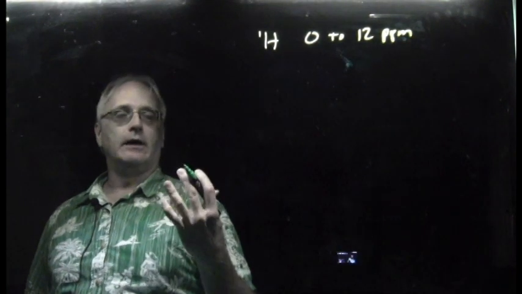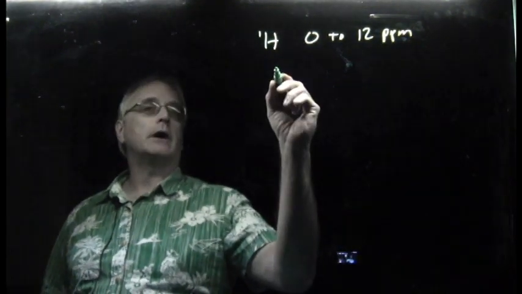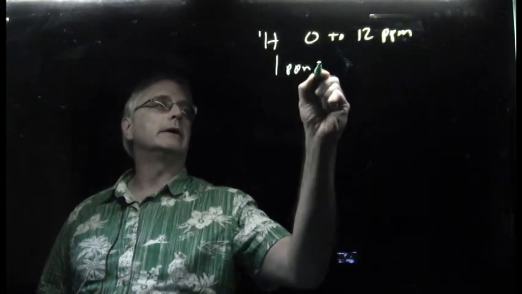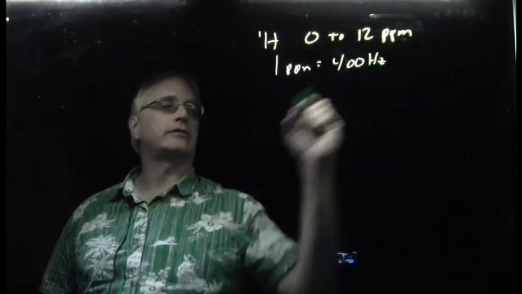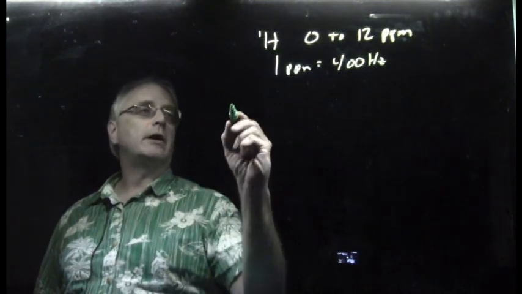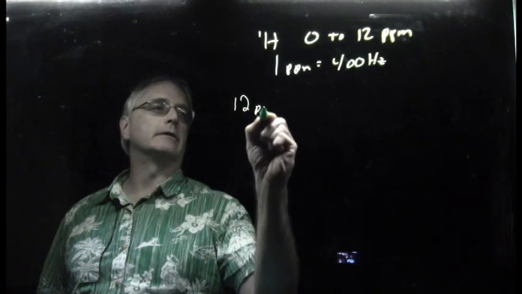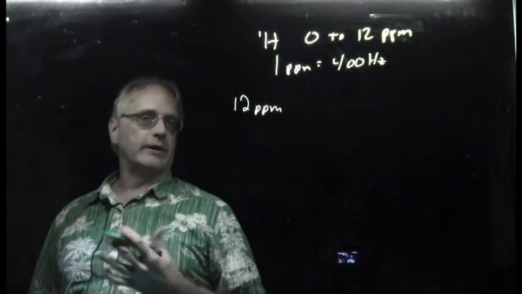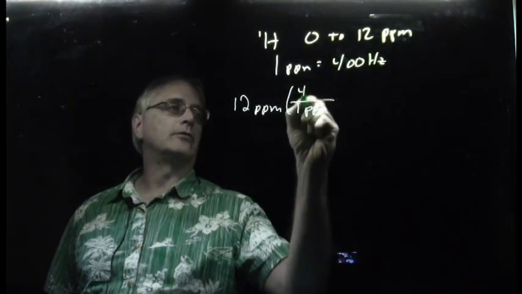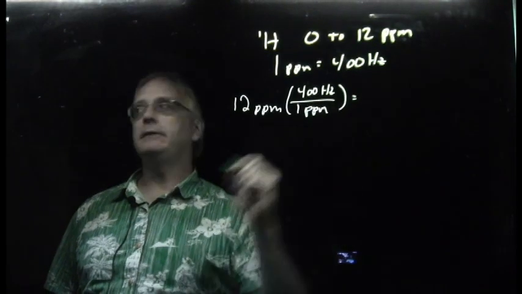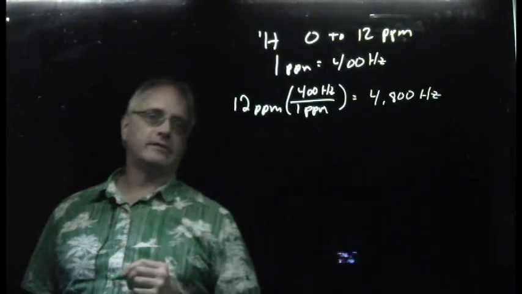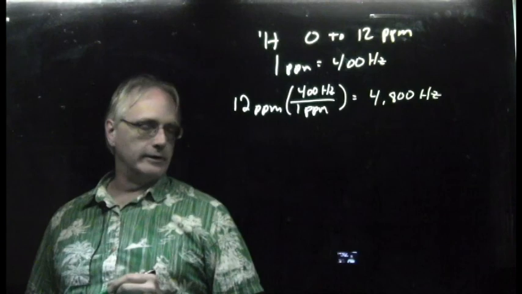And to do that, remember, on our particular instrument, on our 400 megahertz instrument, 1 ppm is 400 hertz. In other words, 400 hertz difference in frequency per ppm. So for the protons on our particular instrument, the protons range over 12 ppm. 1 ppm is 400 hertz. That means then that on our instrument, our proton spectra range over 4,800 hertz.